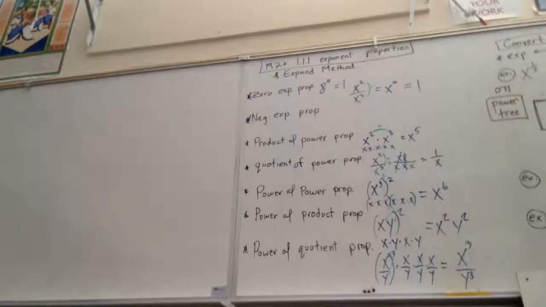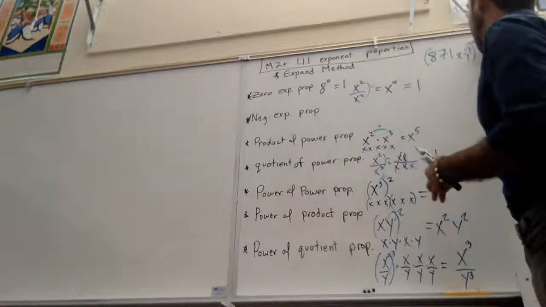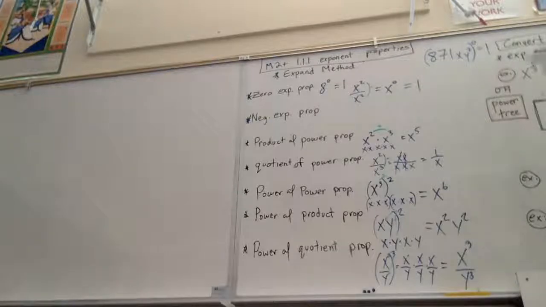Okay. Or you can just remember, anything to the 0 is always 1. Always, always, always 1. I don't care if it's 271xy squared to the 0, I don't care. It's 1. The entire term is raised to a 0 exponent, so it's 1. Okay.